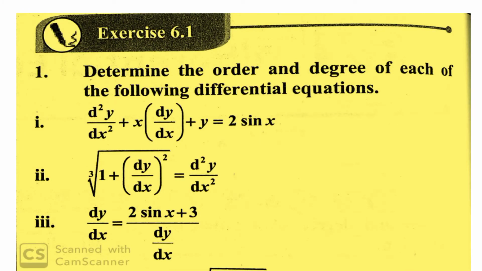Exercise 6.1. Determine the order and degree of each of the following differential equations. There are three problems. One is d2y upon dx square plus x dy upon dx plus y is equal to 2 sin x. Okay, so first we will see the solution of the first.